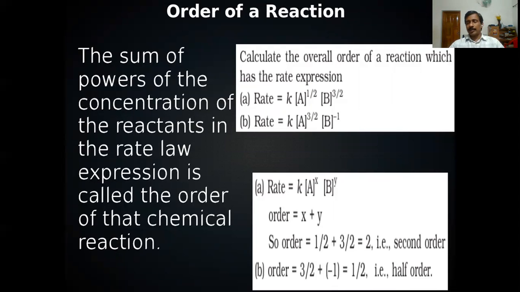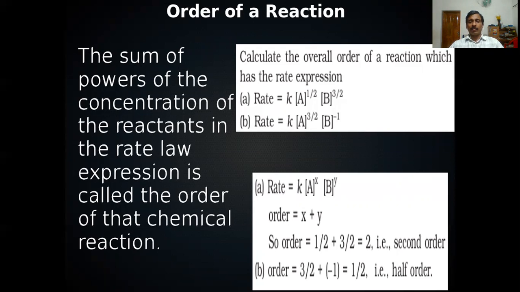So what is the order of a reaction? It is the sum of the powers to which the concentration terms are raised in the rate law. The sum of the powers of the concentrations of the reactants in the rate law expression is called the order of that chemical reaction.